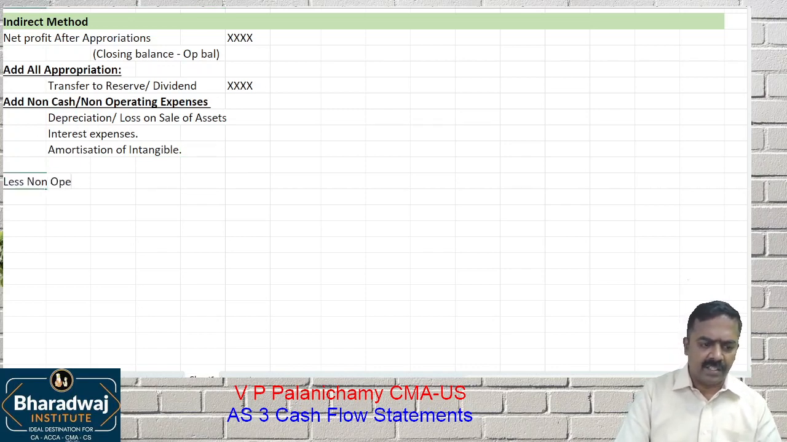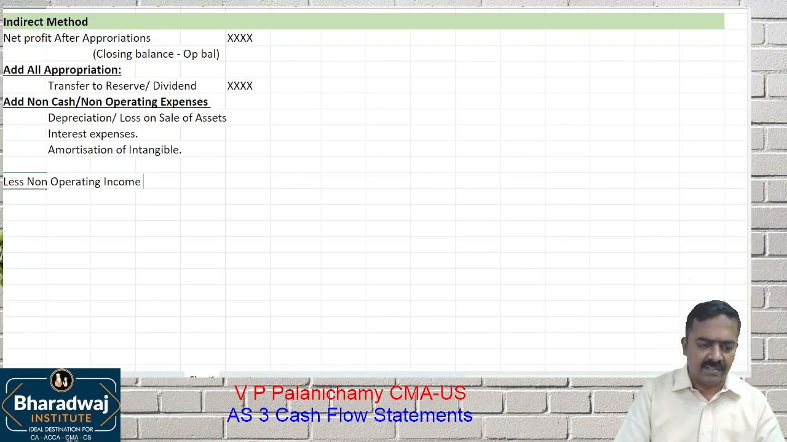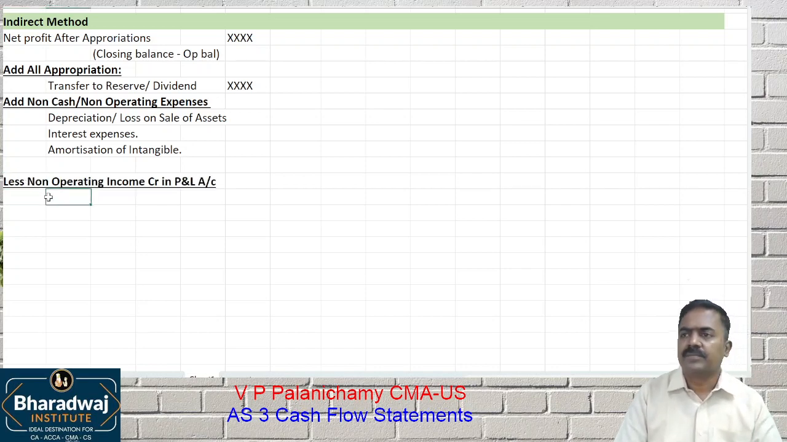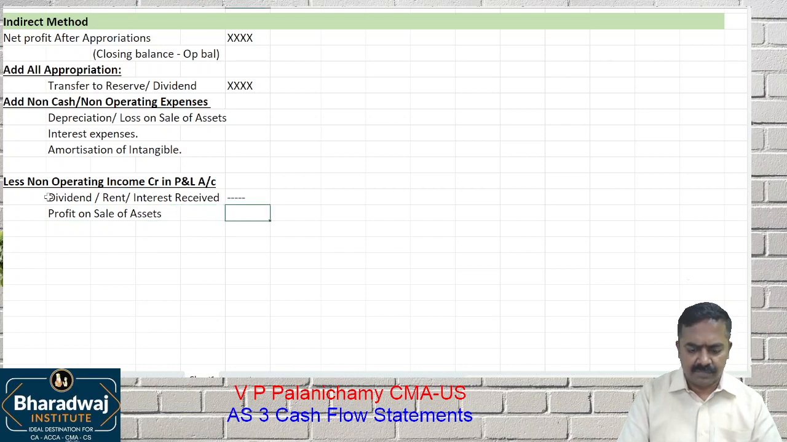Eliminate non-operating incomes. Non-operating incomes means incomes not connected to our central business activity, credited in the P&L account. Examples of non-operating incomes: dividend received or rent received or interest received. Interest received, you eliminate it. Why? Because they are not connected to our main business activity. Profit on sale of assets, you eliminate it.